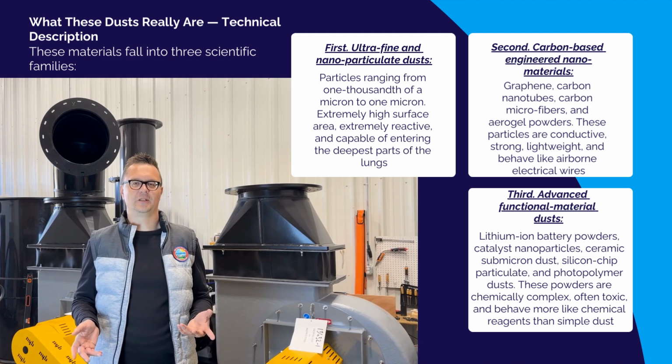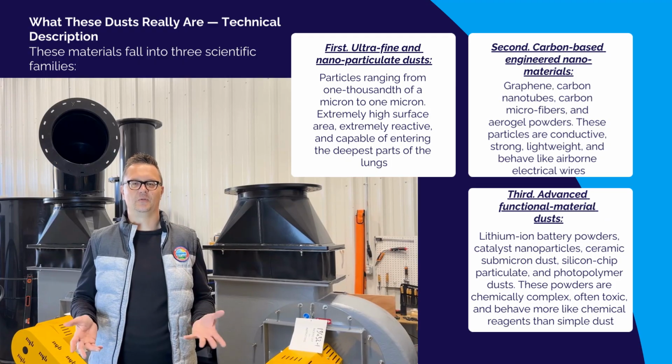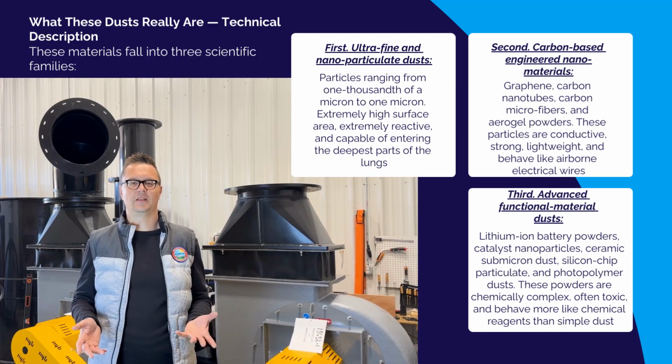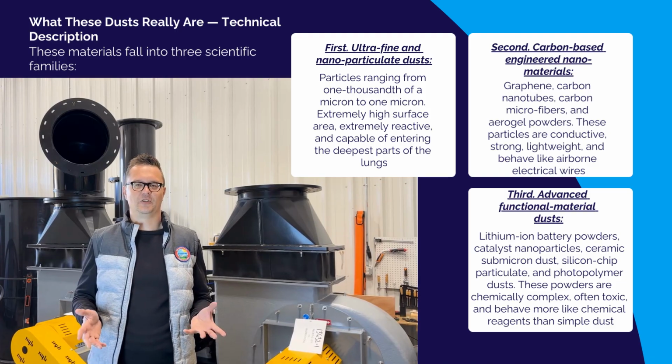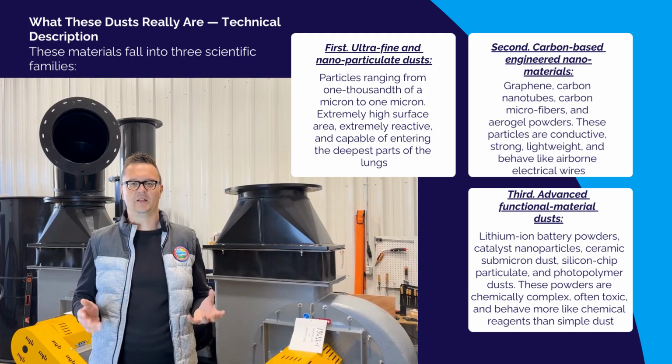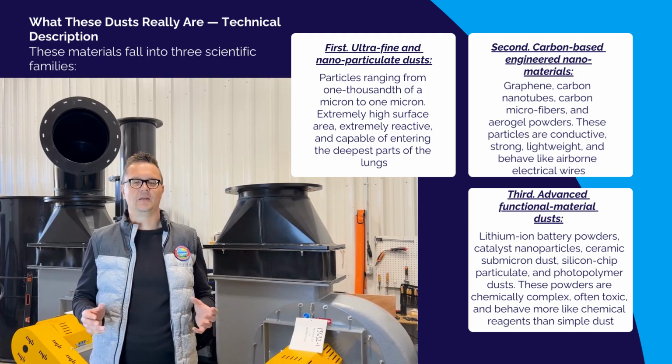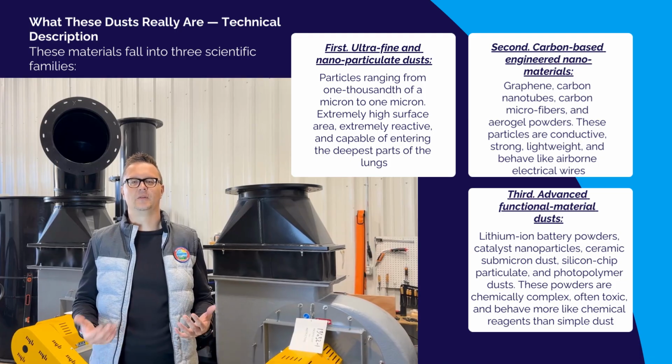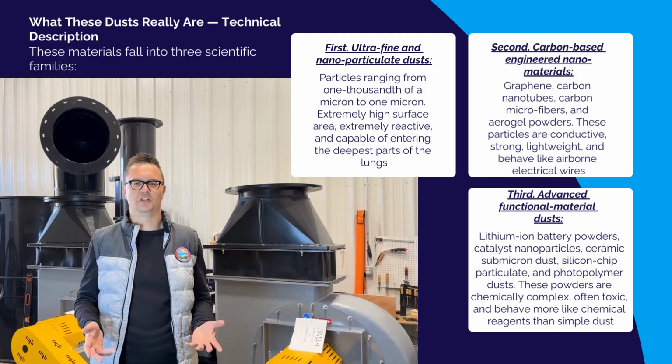Second, carbon-based engineered nanomaterials, graphene, carbon nanotubes, carbon microfibers, and aerogel powders. These particles are conductive, strong, lightweight, and behave like airborne electrical wires. Third, advanced functional material dusts, lithium-ion battery powders, catalyst nanoparticles, ceramic submicron dust, silicon chip particulate, and photopolymer dusts. These powders are chemically complex, often toxic, and behave more like chemical reagents than simple dust. These dusts are not dust, they are engineered materials with engineered risks.